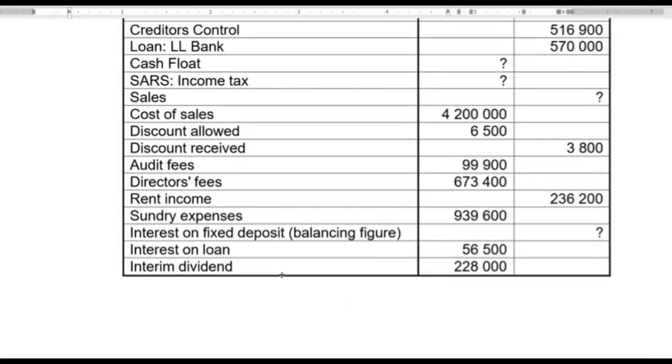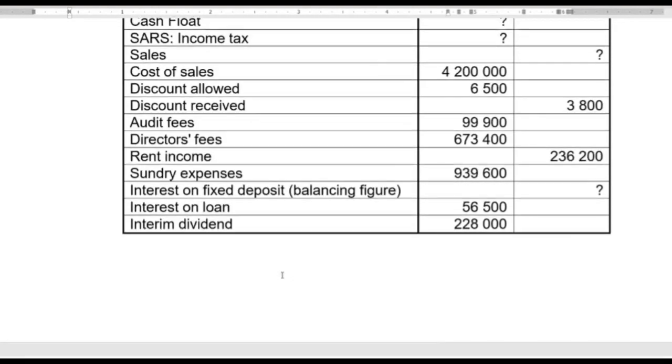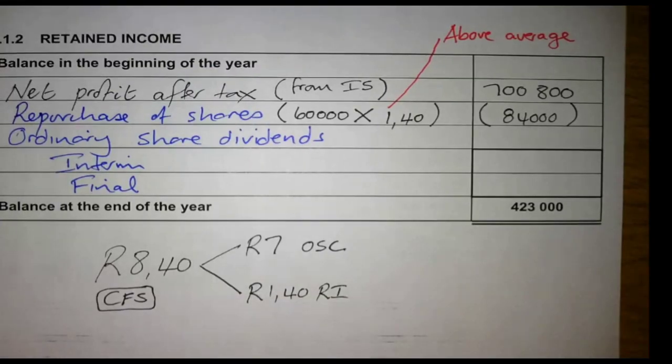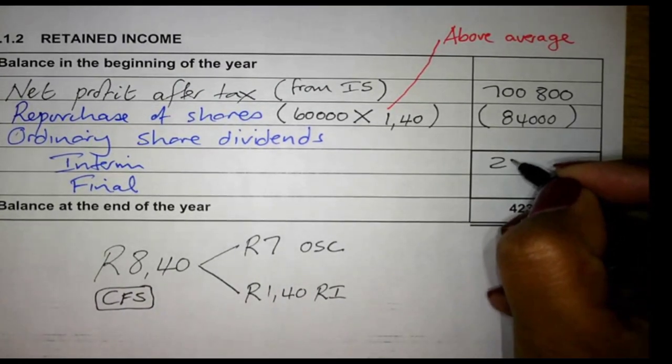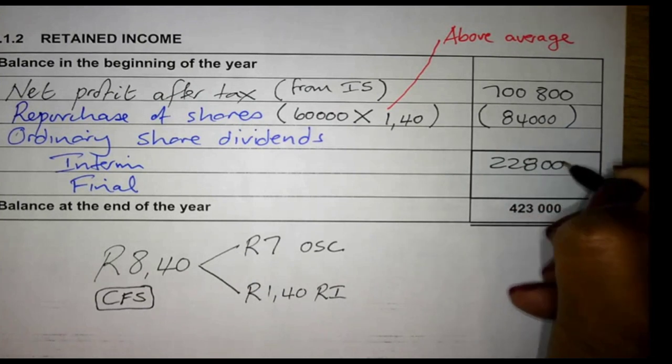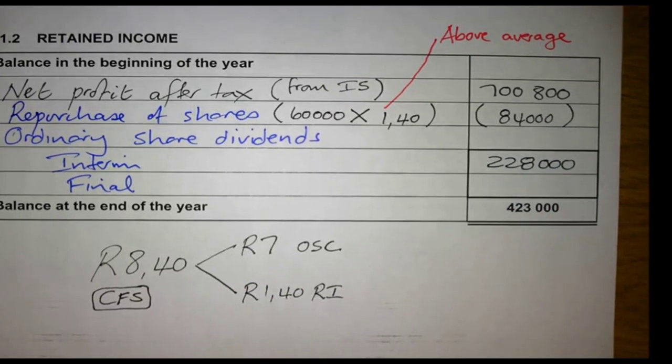Remember I said to you that this activity is being very generous, because here they say interim dividend. And remember I said to you that the last item on your pre-adjustment trial balance, that dividend there, is your interim dividend, so it's always given. My interim dividend given was 228, and that is in my pre-adjustment trial balance, and that's the only amount that does not go into my income statement. It goes here. So this is where you put the interim dividend from your pre-adjustment trial balance.